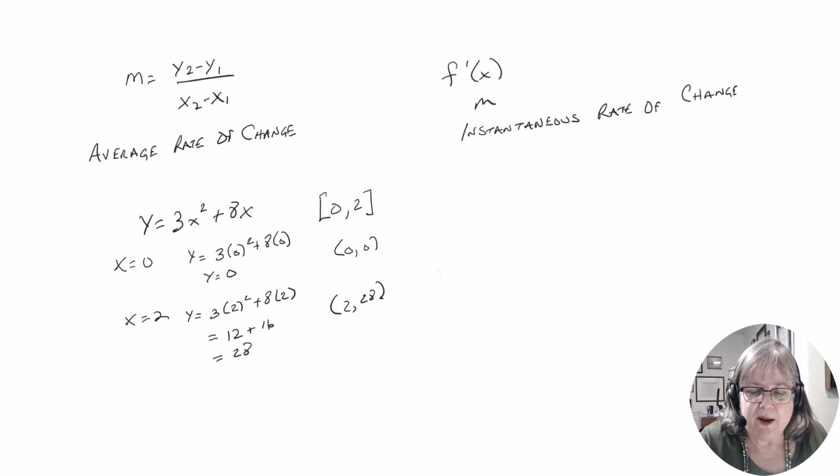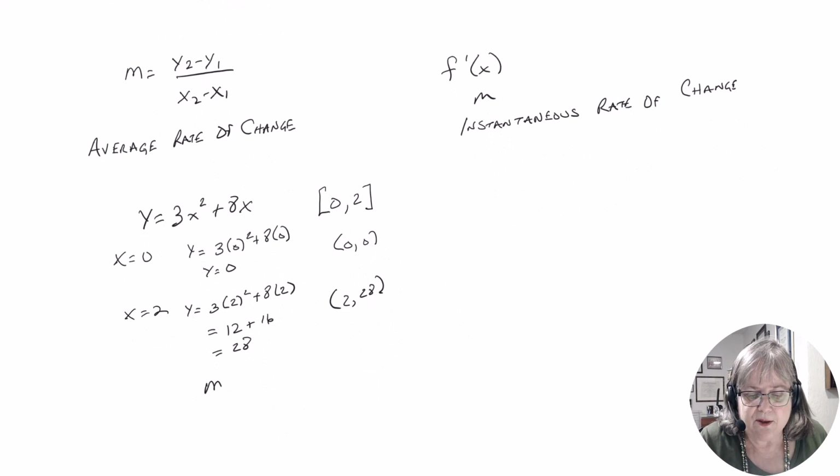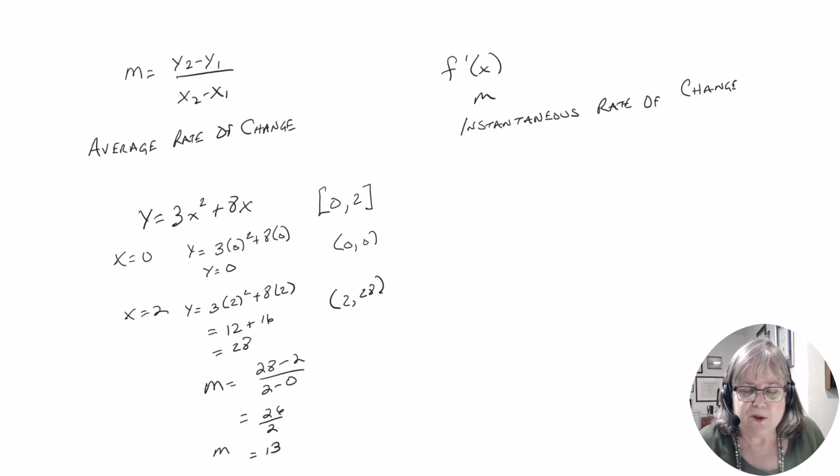So you could do an average rate of change and say the slope was 28 minus 2 over 2 minus 0. So this would be 26 over 2. This is 13. So this might be the average rate of change between two locations.